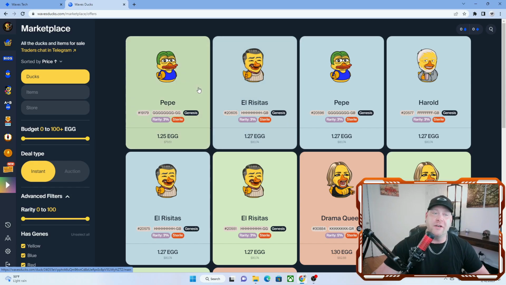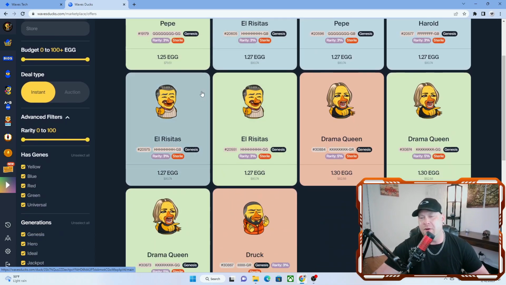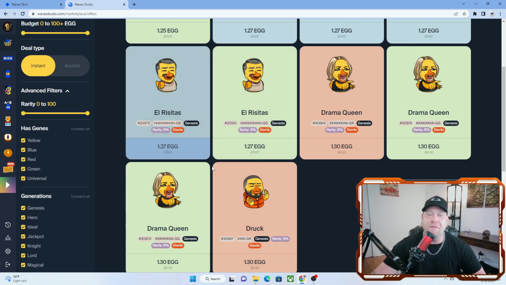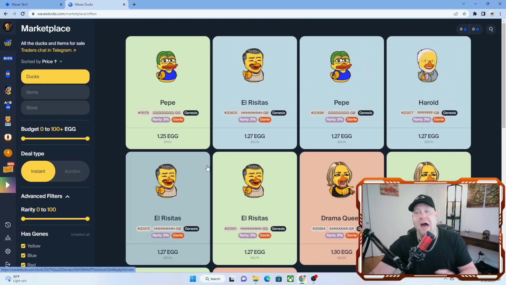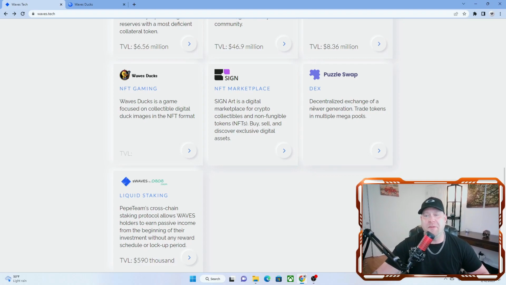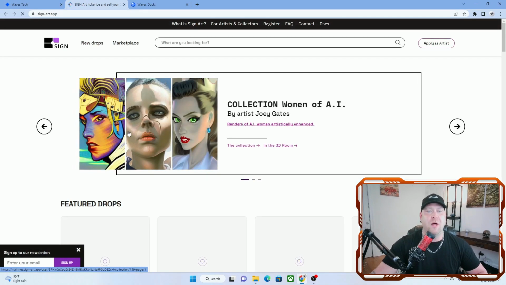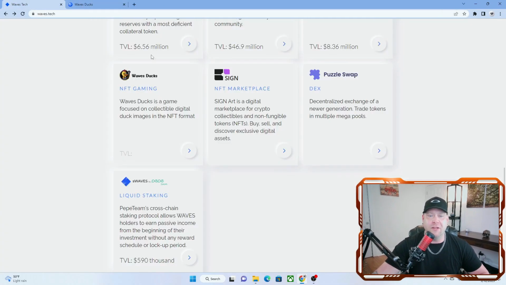We don't know where this is going to go yet, but I do see this as being a great benefit if you were to get a Genesis now for something that actually hasn't launched yet. You take a higher risk, but with the higher risk usually comes higher rewards. Then you have the NFT marketplace, the DEX, and liquid staking. So it looks like Sign is going to be the future NFT marketplace for Waves as well. And then you can go check them out just by clicking on the box right there.